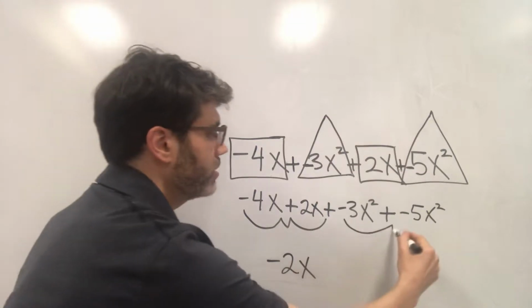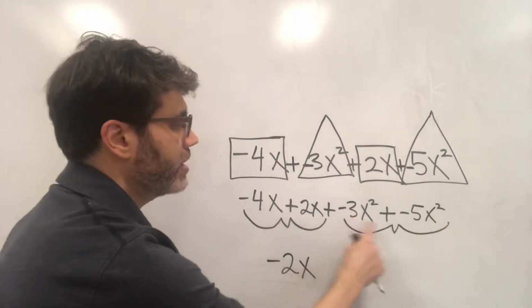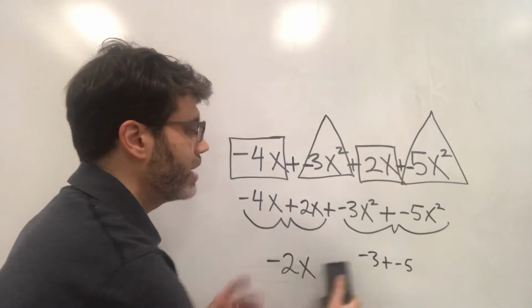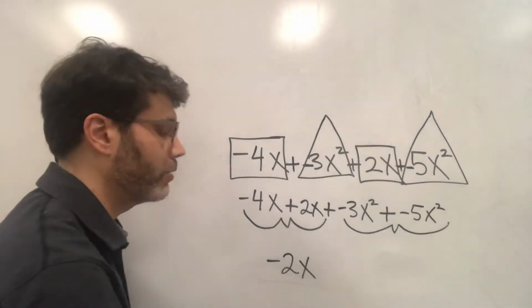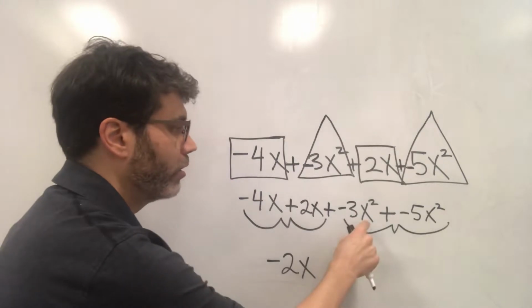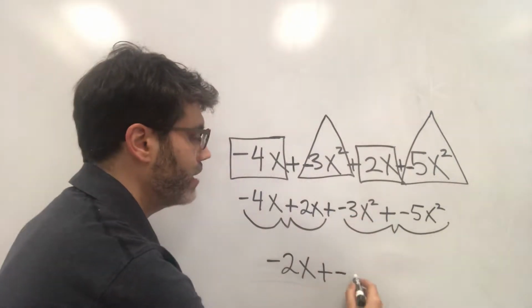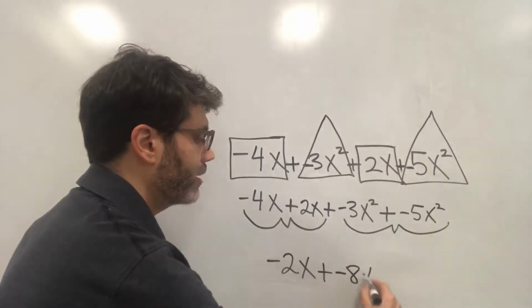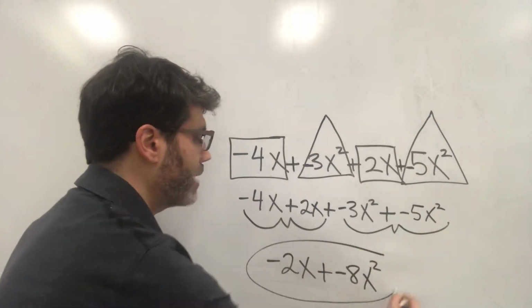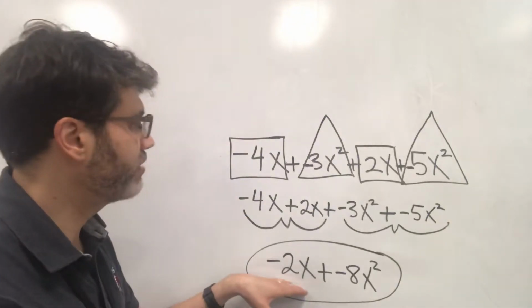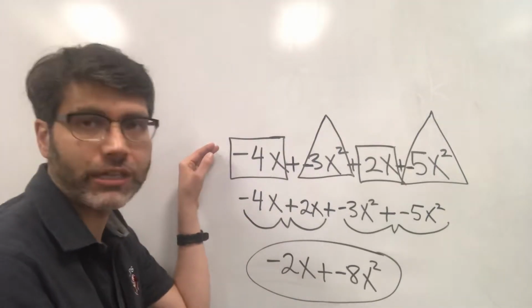Now, let's group these together. This is negative 3 plus negative 5. Negative 3 plus negative 5 is negative 8. So negative 8 is going to be our coefficient for x squared. So we're going to add it, and then our negative 8 is our coefficient, and x squared. And this is our final answer. This is our simplified version of this original expression.